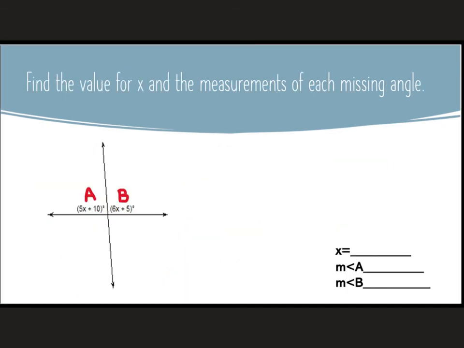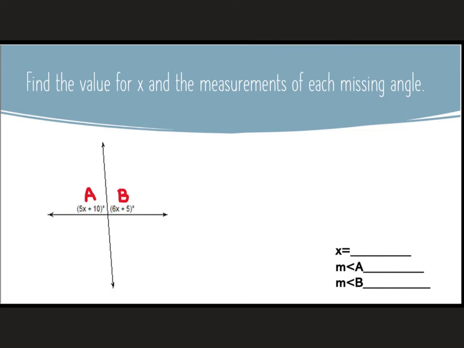All right, the next couple of slides say find the value for x and then the measurement of each missing angle. So here we have angle A, angle B. They give us different expressions for each angle. First thing we have to do is solve for x. We cannot find either of those angle measurements before we have our value for x.